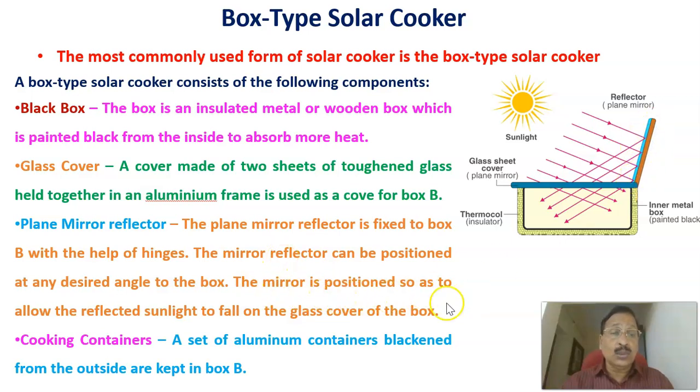And the mirror is positioned so as to allow the reflected sunlight to fall on the glass cover of the box. That is, the radiation is coming through the glass cover, and that is the plane mirror reflector. The third one is the cooking container, in which a set of aluminium containers blackened from the outside are kept in the box. That aluminium container is kept inside this box. Therefore, these are the different parts of a box type solar cooker.